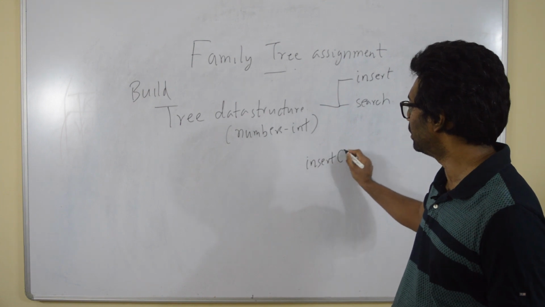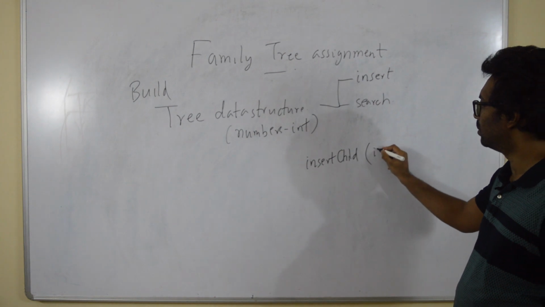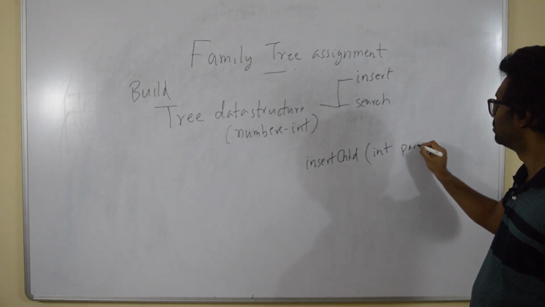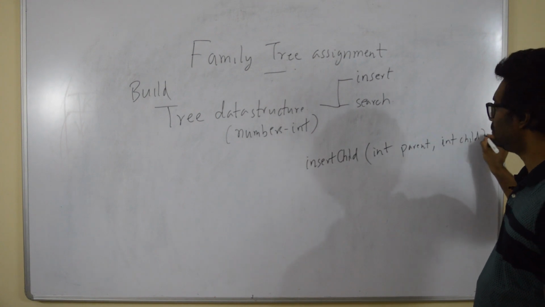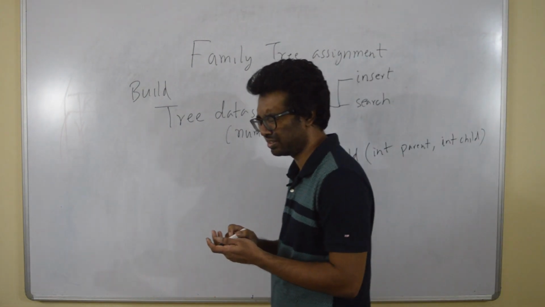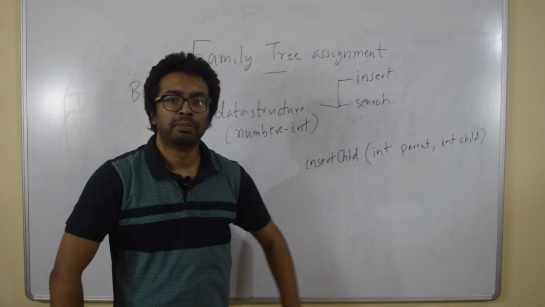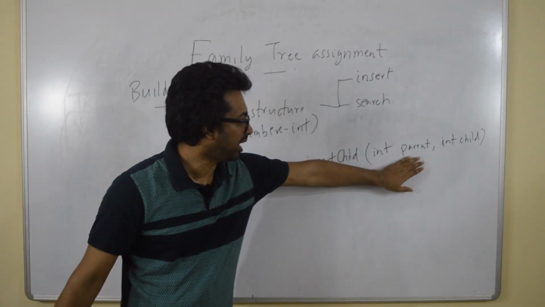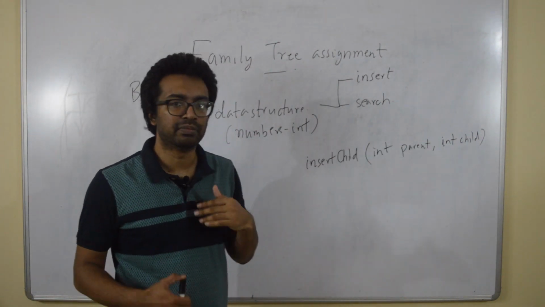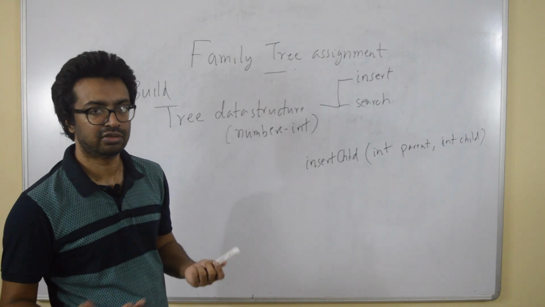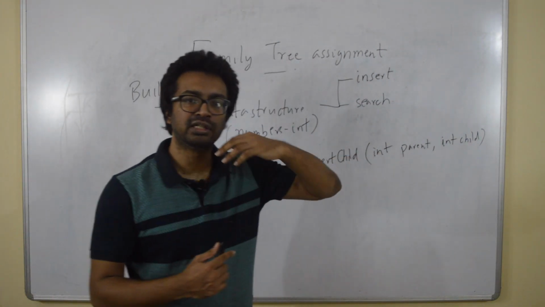You can have a function like insert child, and you have int parent, comma int child. So you first search for this parent node in the tree, and then you insert this child as the child of this parent.